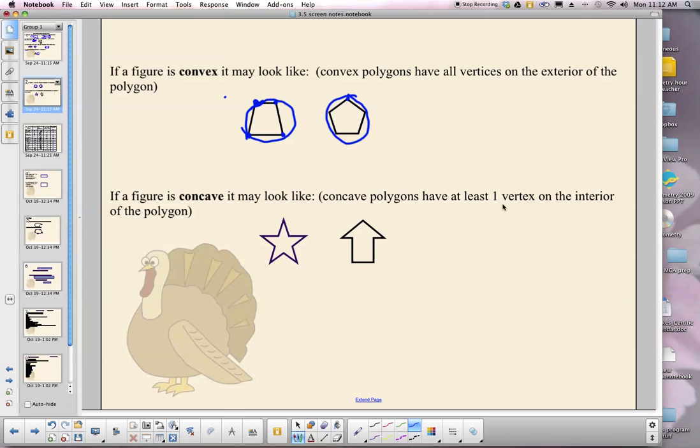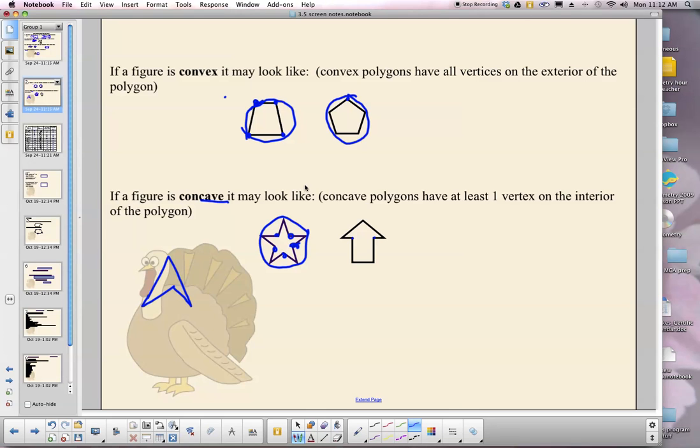Concave means that at least one of the vertices is on the inside. For example, when I draw a circle around the star and try to hit all the corners, I miss 1, 2, 3, 4, 5. So this is concave. Same thing here. If I drew a circle around, I would miss this one and this one. One way to remember it is concave means that part of it is caved in. So when you draw the polygon, some part of it goes inside the rest of it. That's a good way to remember it.